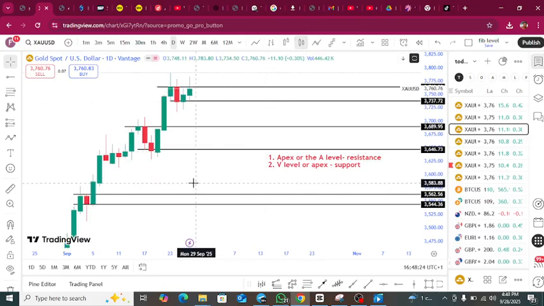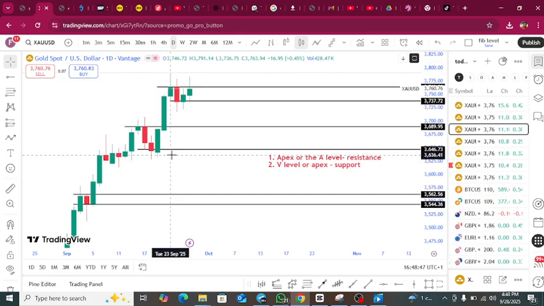You can see how price reacted on these levels. Price came here to the level and rejected. The first time it rejected, second time it rejected. Price came here and rejected. The third time you can see price came here and rejected, meaning that this support is holding.